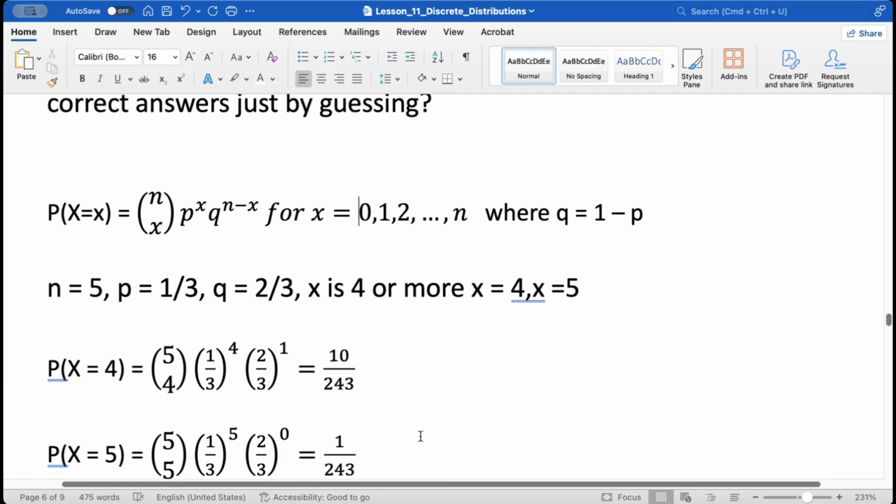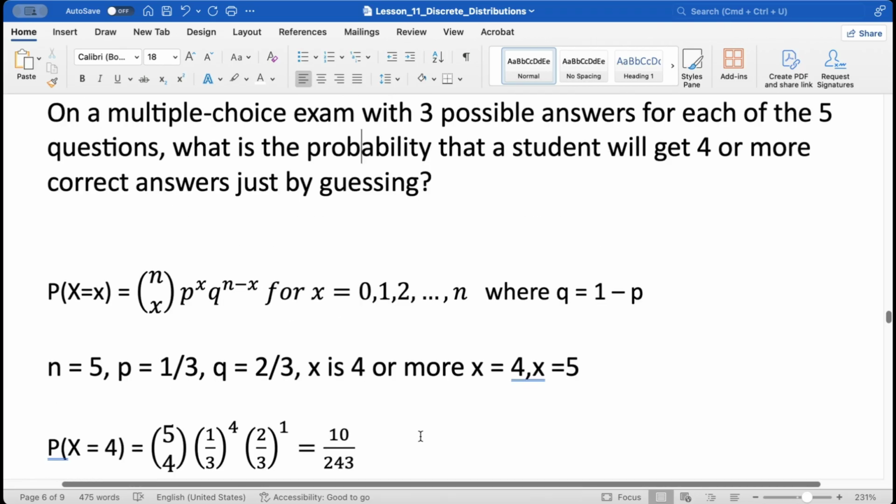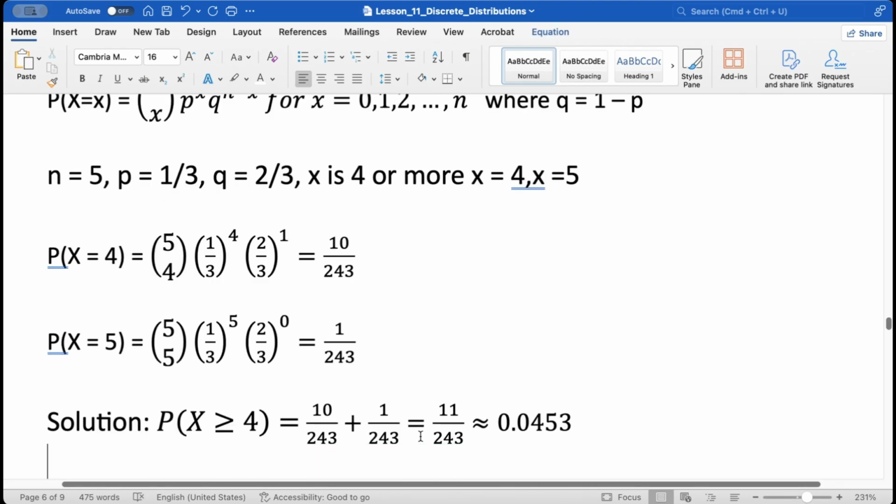So we want the probability of getting 4 or more correct, so that's greater than or equal to 4. The probability that X is greater than or equal to 4 is the probability of exactly 4 plus exactly 5. So it's 10 out of 243 plus 1 out of 243, which is 11 out of 243. In decimal form, 0.0453. So low probability.